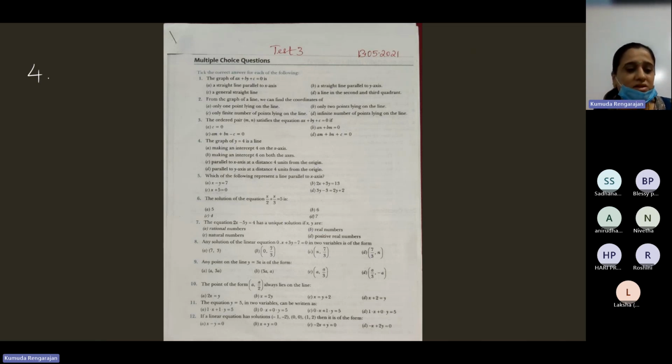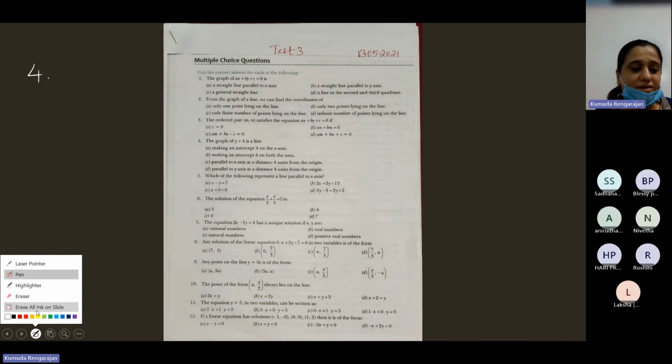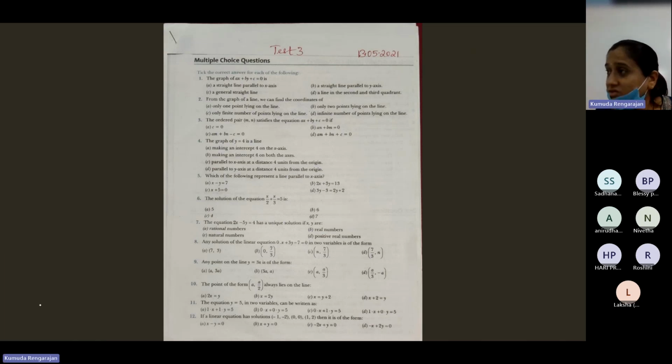To answer this question, you should know how the graph looks like. Y is equal to 4. I don't see focus at all. Forget that graph now. Okay, y is equal to 4.